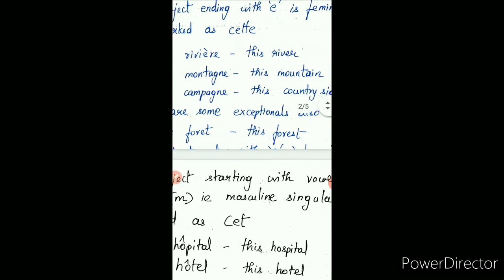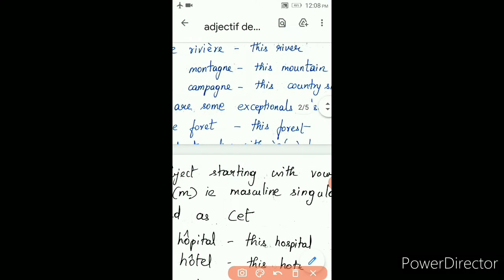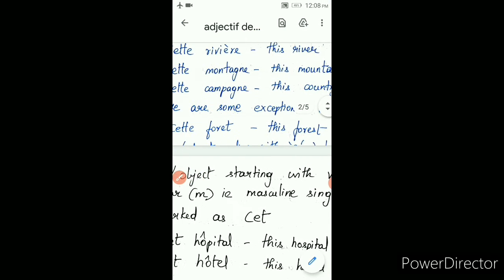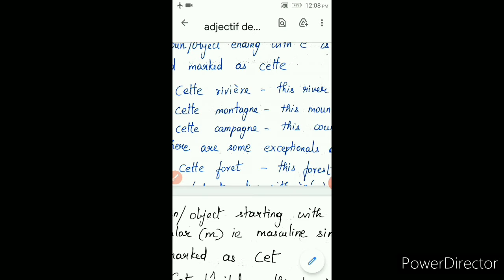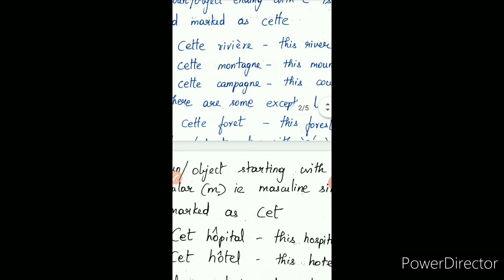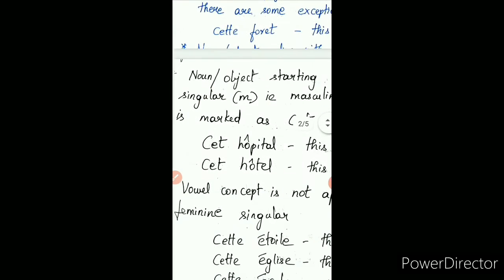There are some exceptions also. Say for example, cette forêt. Listen carefully. Cette forêt. It is ending up with t. Though it is ending up with t, it is cette only. So these kinds of exceptions alone you have to memorize. Otherwise, noun ending up with e is feminine. Hope it is clear. Okay.